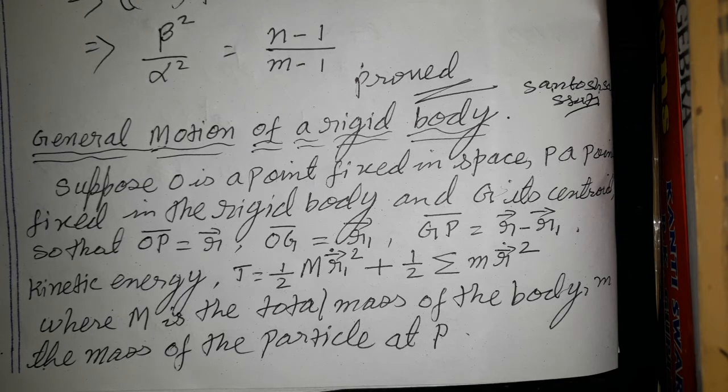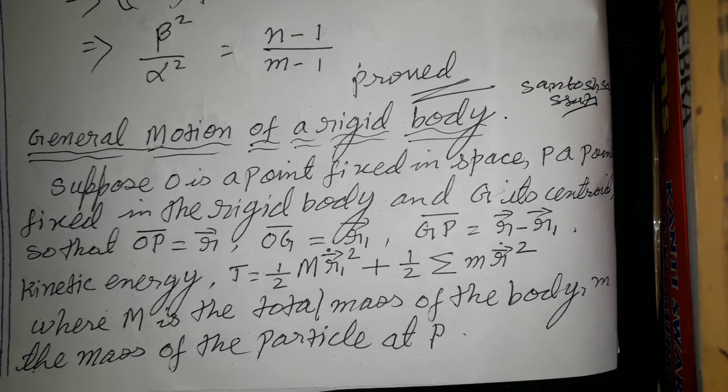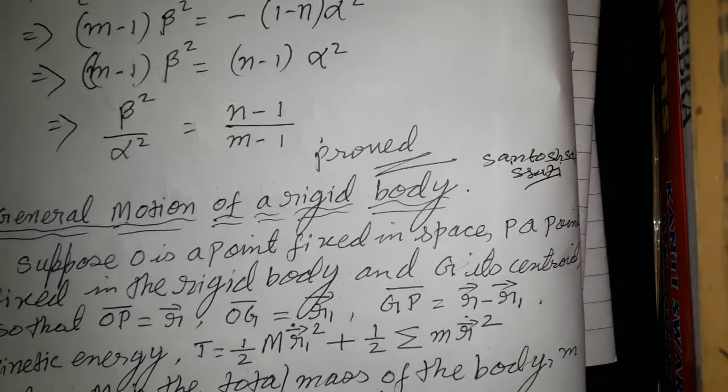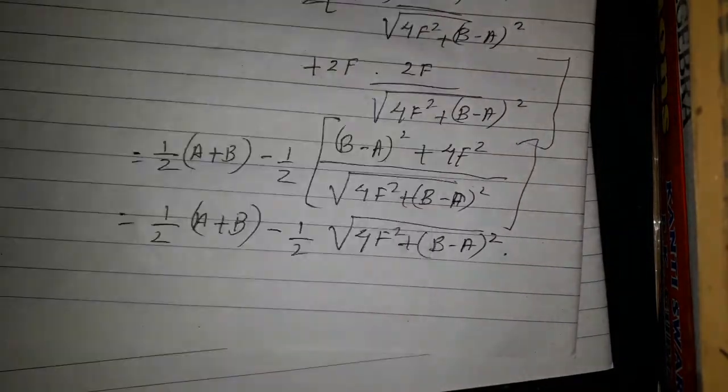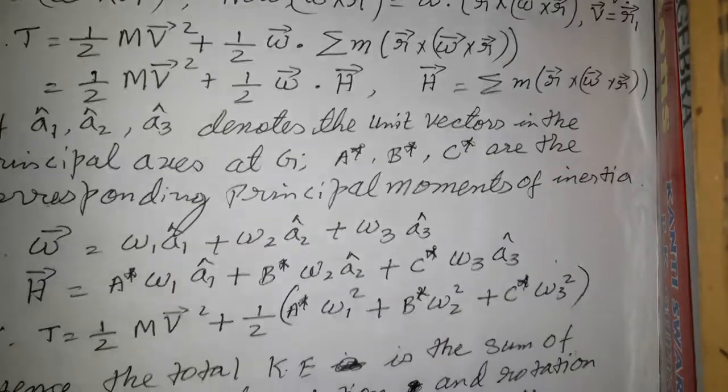The kinetic energy at the centroid is given as half M R1 dot squared, that is the velocity at G, plus the kinetic energy due to the particles, which is given by half summation m R dot squared, where M is the total mass of the body and small m is the mass of the particle at P.